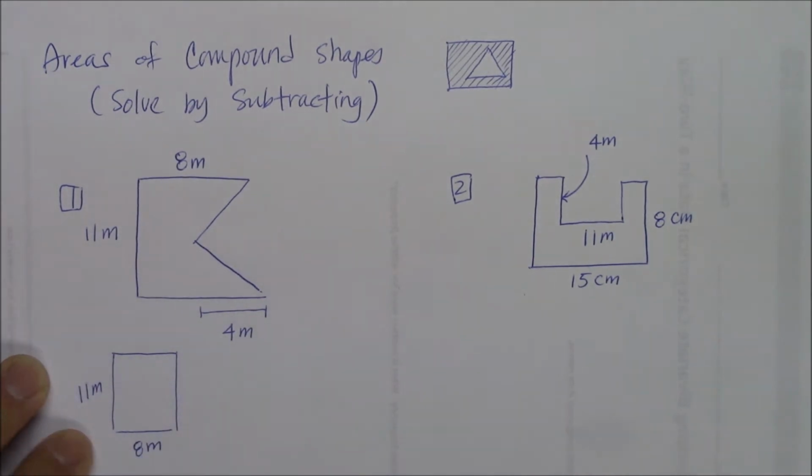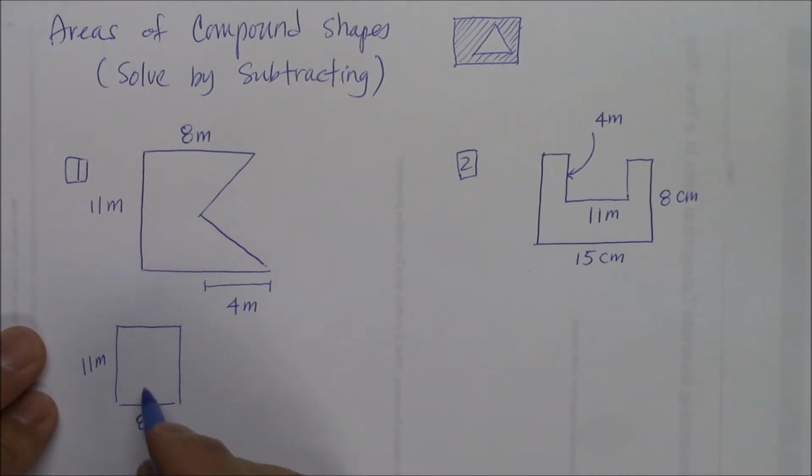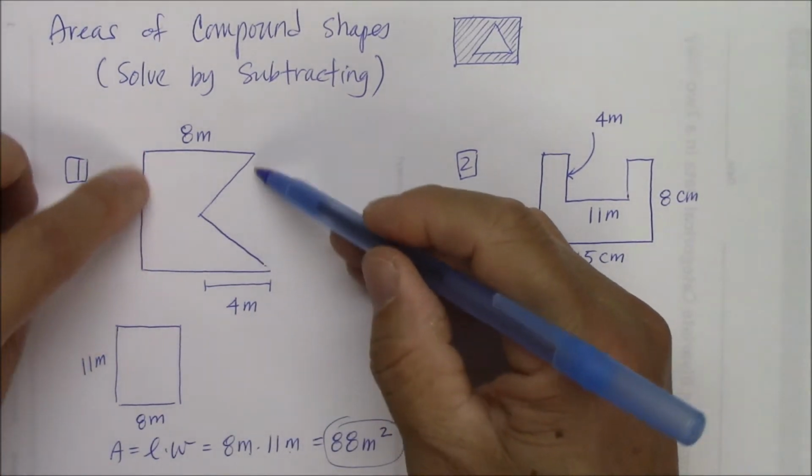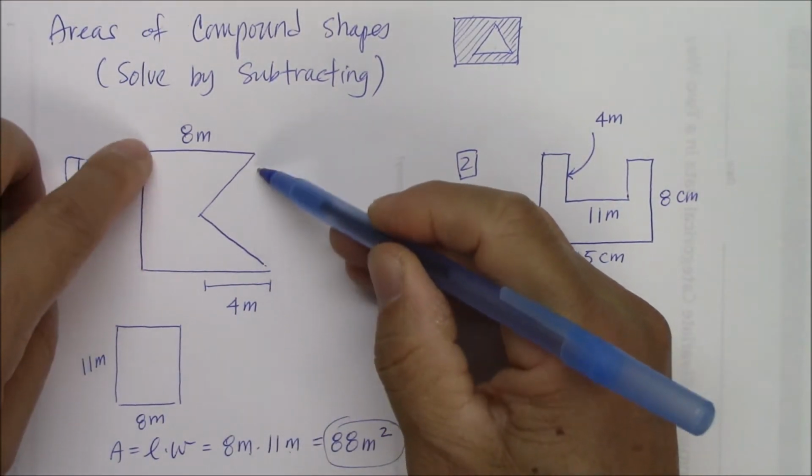So this one's easy. To find the area of this quadrilateral or rectangle, area equals length times width. So therefore, it is 8 meters times 11 meters. So it is going to be 88 meters squared. Meter times meter is meter squared. So that is the area if this was a full rectangle.